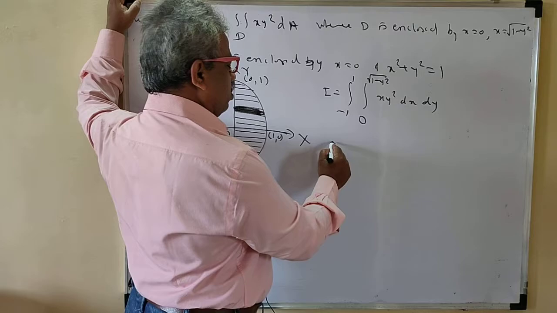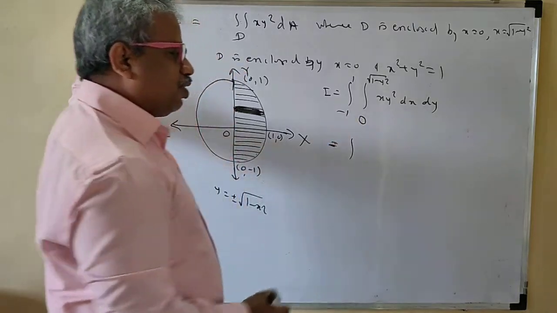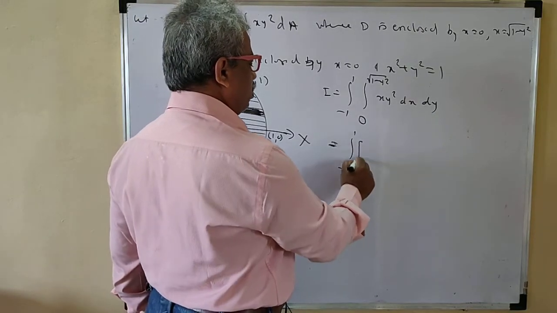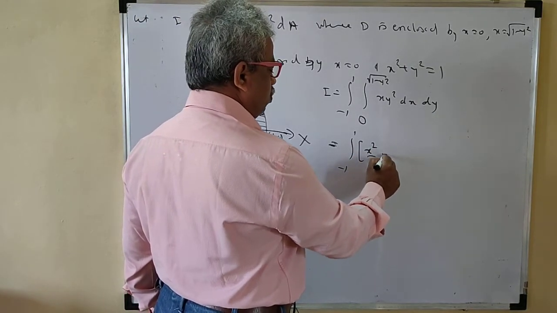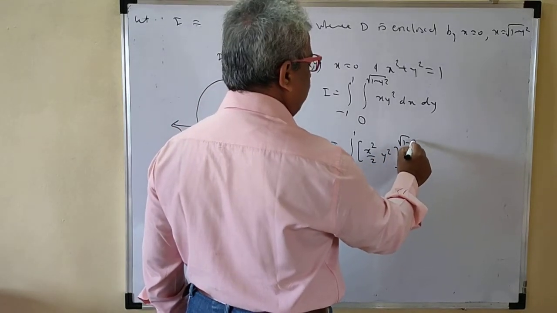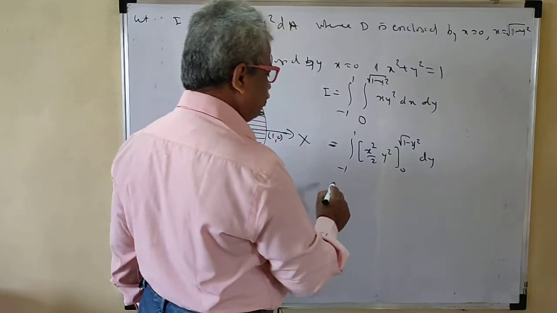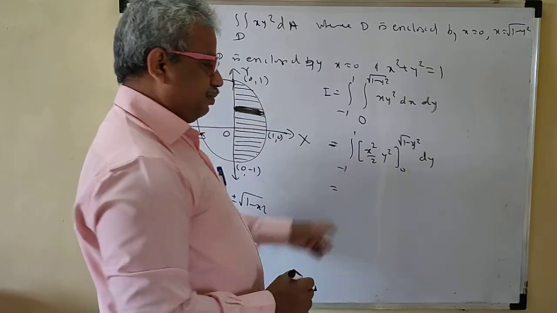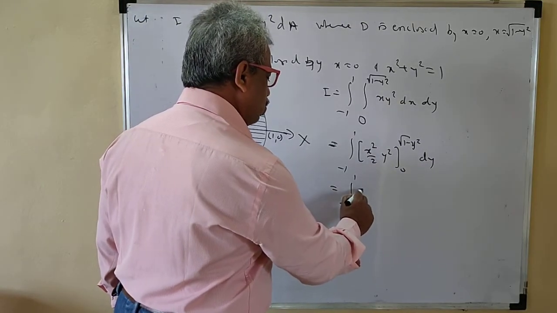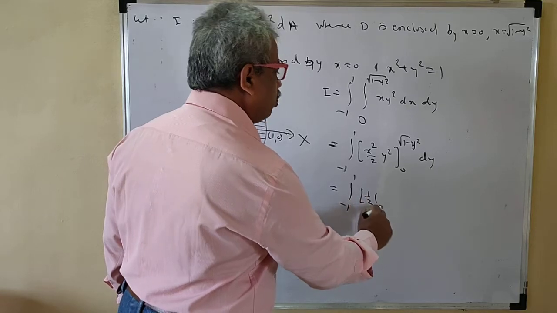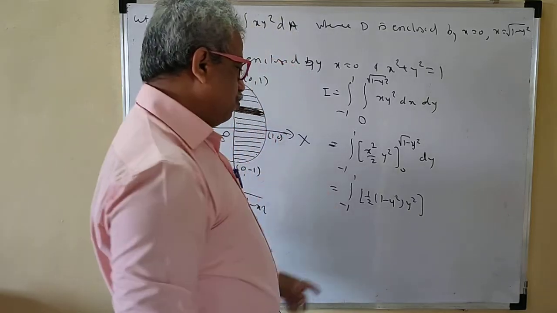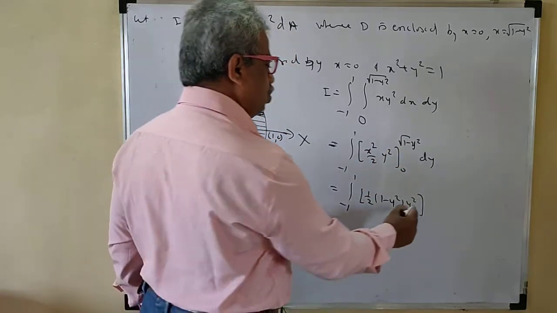Okay, so we'll integrate this. The function is easily integrable with respect to x and with respect to y, but we have to integrate with respect to x now. So this is minus 1 to 1, x square by 2 times y square, from 0 to root of 1 minus y square, dy. We'll put x square as 1 minus y square. So this is 1 half, 1 minus y square into y square, because if you put x equal to 0, the value is 0. dy.